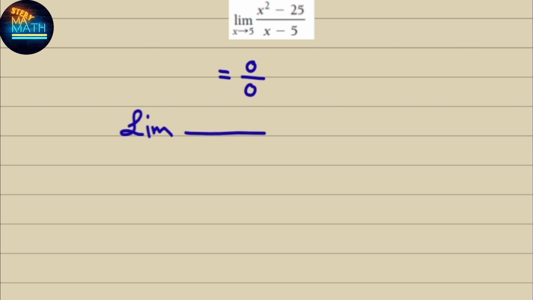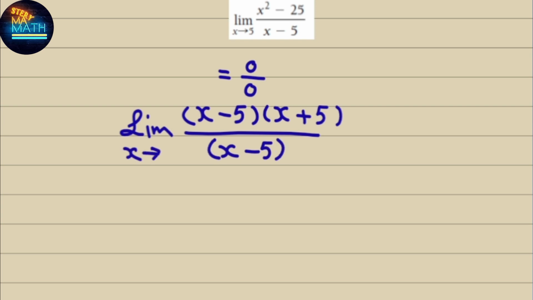So now the limit of (x minus 5) times (x plus 5). Right here, x to the power 2, get the square root of x squared, you will get x times x, and get the square root of 25, which is 5 times 5. One is positive and the other is negative, divided by x minus 5 as x approaches 5.